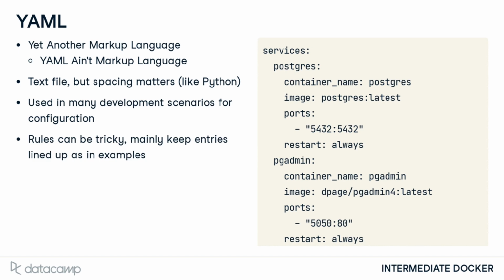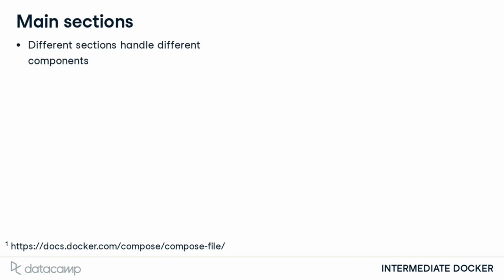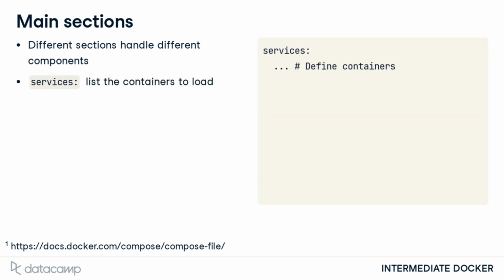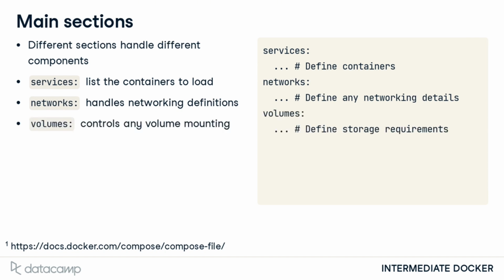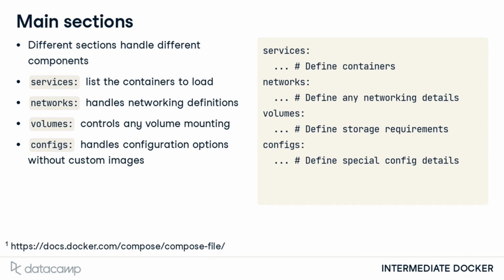A Docker Compose configuration file can have multiple primary sections that handle different parts of the application. A primary section is left justified or not indented in the file. The services section is the only required component and lists all the containers required for the application. The networks section is optional and allows specific networking configuration used by the various containers in the application. A volume section is another optional area to define storage requirements for data shared between containers. The config section allows for specifying configuration details that would otherwise require a new container image.